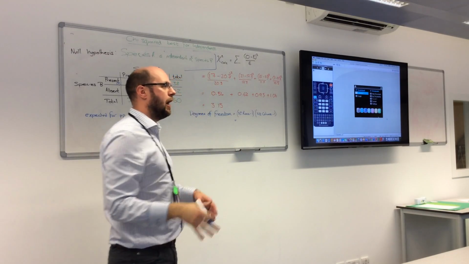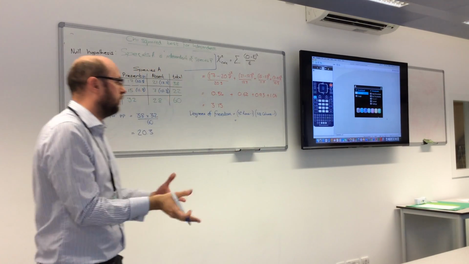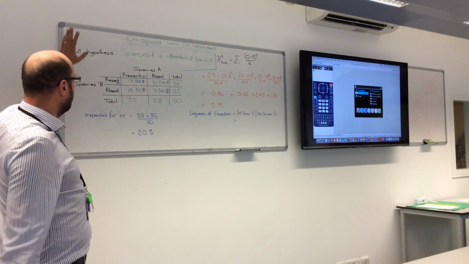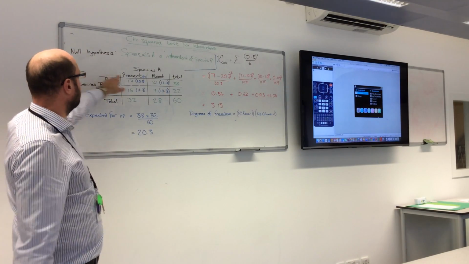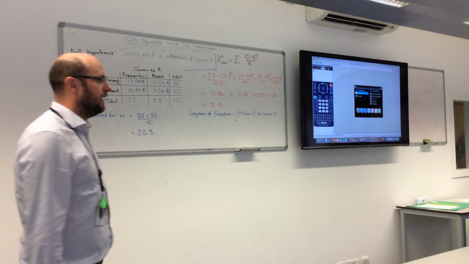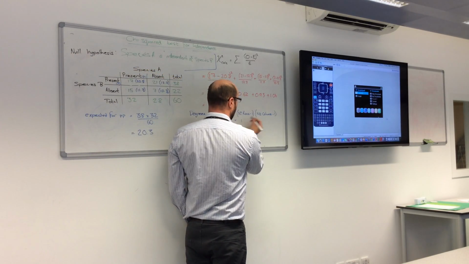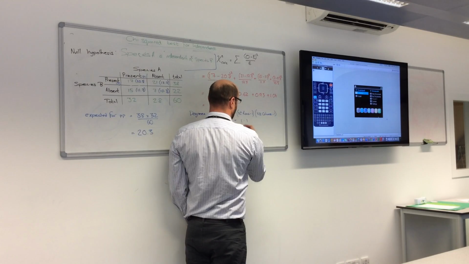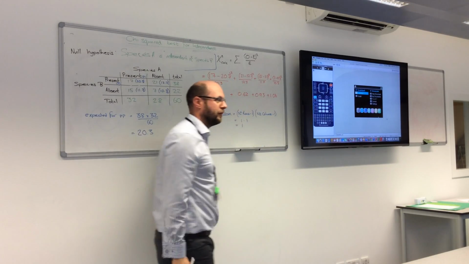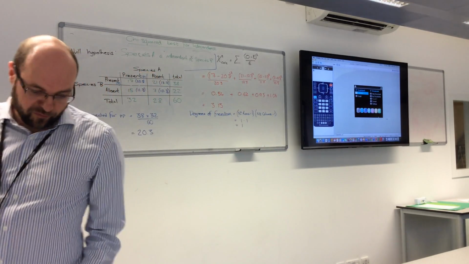These degrees of freedom help us with what table we're going to look at. In terms of what we're doing here, we have 2 rows and 2 columns. Nice and easy. So 2 minus 1 is 1, 2 minus 1 is 1. We get a degrees of freedom of 1. So that's what we're left with.